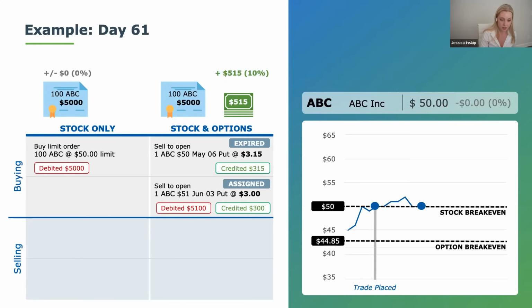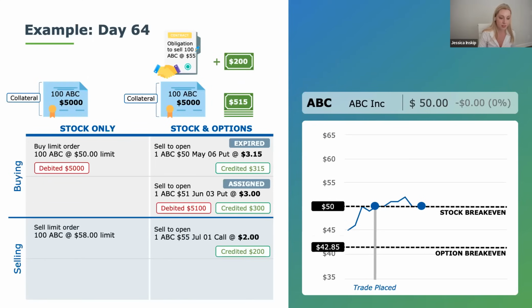So now that we own the security, we've got to go to the other side of the wheel strategy, and that's to create a sell order. So now that we own the security, we're going to create an obligation. So the stockholder is going to enter a sell limit order of 100 ABC at a $58 limit. Now this time, it's going to be an open order. So if you've placed a limit order before, you can specify it even for an expiration period, but it will sit there until the security hits your price.